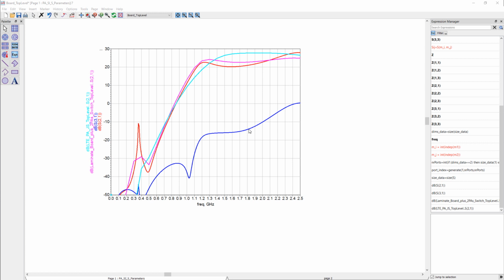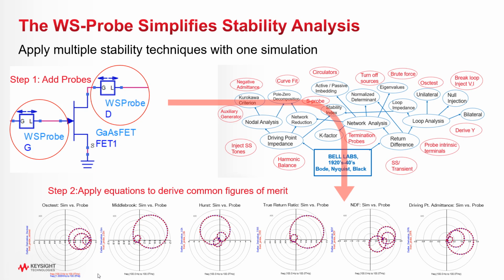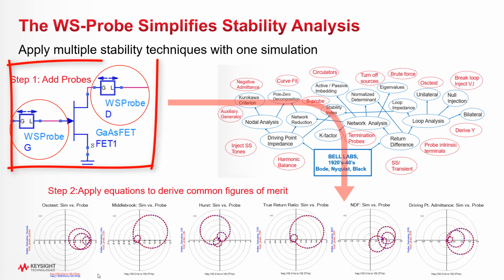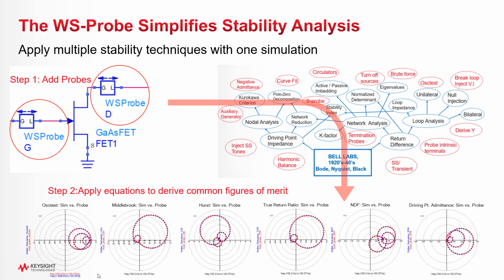But since this spike slightly shows up at the PA standalone level, this enticed me to take advantage of the new Winslow probes in ADS 2021 and use them to perform stability analysis on the PA and on the whole assembly. I borrowed this slide from my colleague, Matt Ozalas, who has done a lot of work on this new Winslow probe for stability analysis. In fact, I have included in the resources reference materials and videos on that topic from Matt.